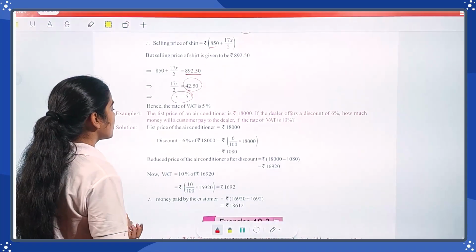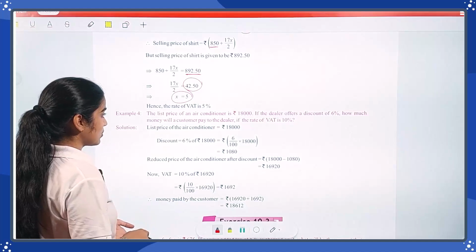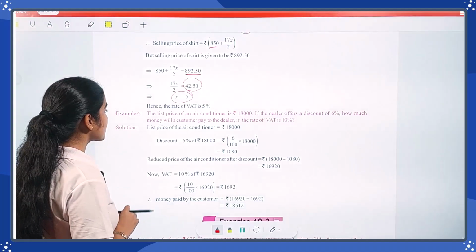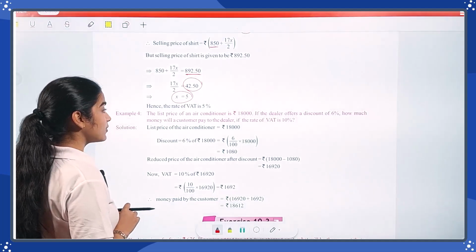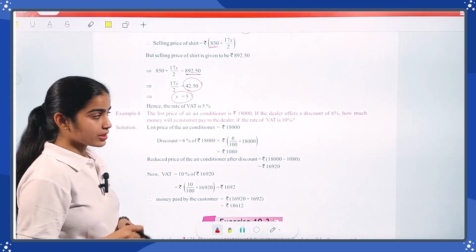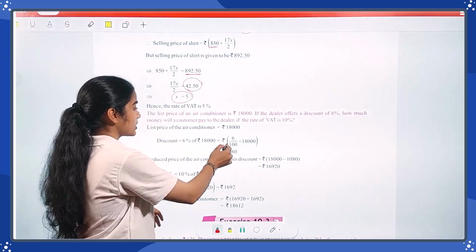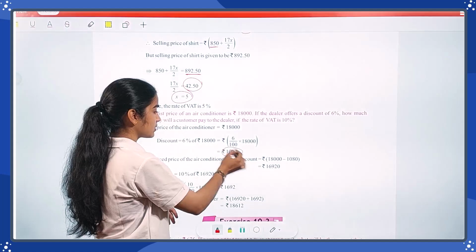The list price of an air conditioner is 18,000. If the dealer offers a discount of 6%, how much money will a customer pay to the dealer if the rate of VAT is 10%? So first we have to calculate the discount. So 6% of 18,000 is 1,080.